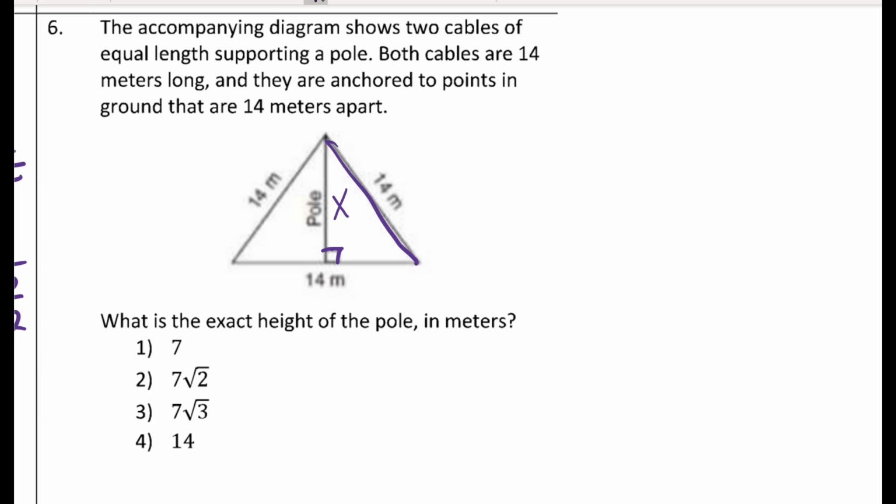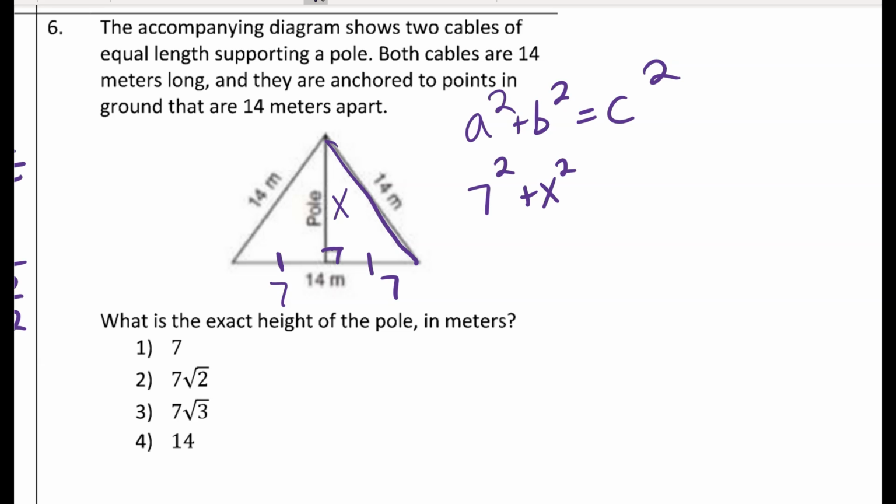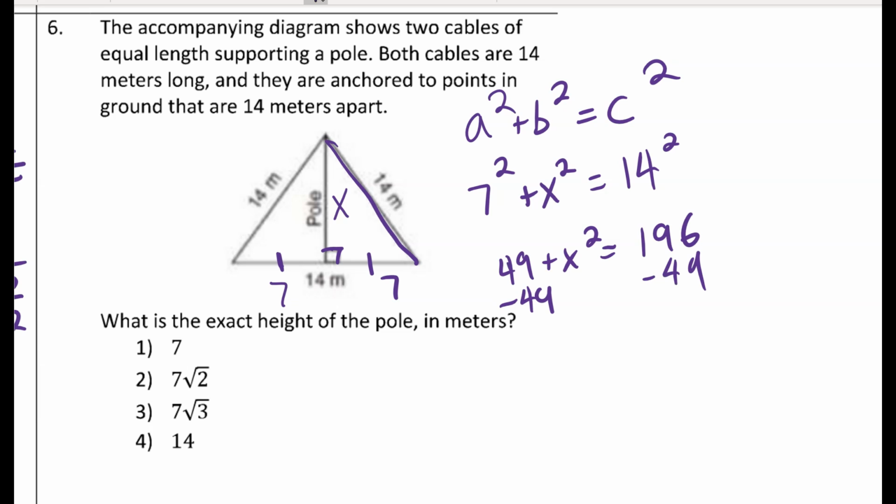The hypotenuse is 14. However, if you recognize that this is an isosceles triangle, that altitude is also going to be the median. So both of these pieces are going to be 7. So if I'm plugging into that Pythagorean theorem, a squared plus b squared equals c squared, one of my legs is 7, one of my legs I don't know, and my hypotenuse is 14 squared. So 7 squared is just 49, plus x squared equals 196. I'm going to isolate x squared by subtracting 49 on both sides, and I get x squared equals 147.